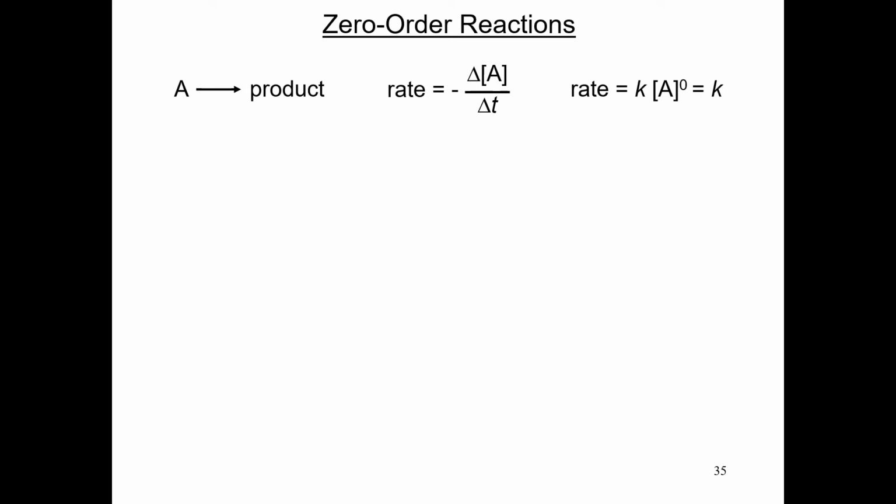The rate is constant. Let's look again at this rate law and notice that in this case, the K is equal to the rate divided by A to the 0 power, but that's 1. So in other words, K has the same units as the rate, molar units per second.